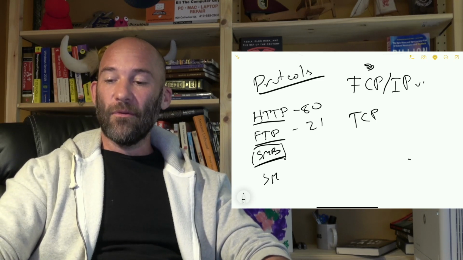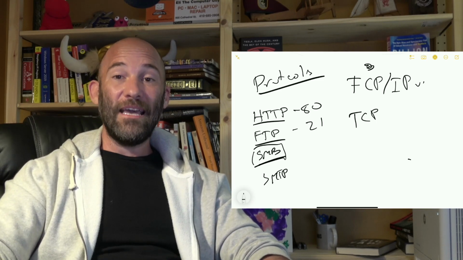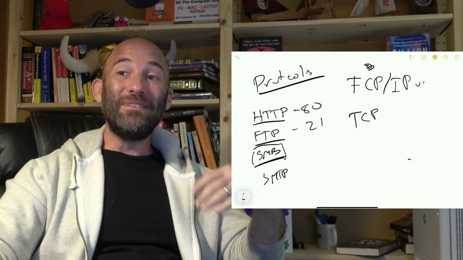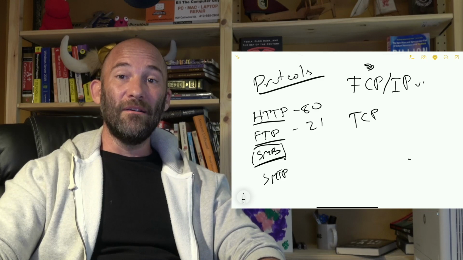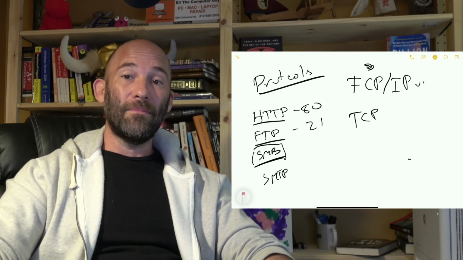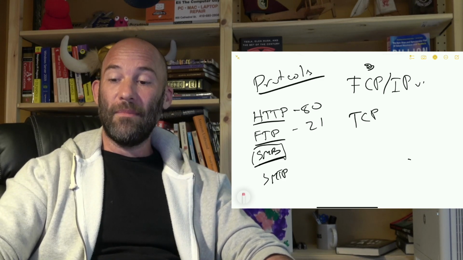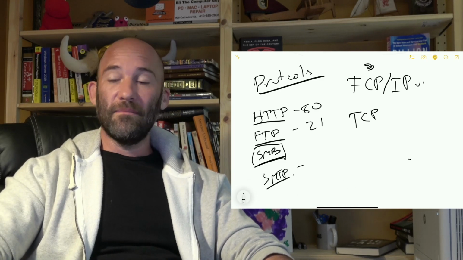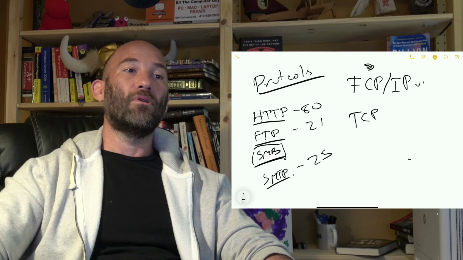You then have another protocol called SMTP, Simple Mail Transfer Protocol. When you send or receive emails, there is a protocol that allows computers to understand how that whole email system works. That uses SMTP, and SMTP uses TCP port 25.